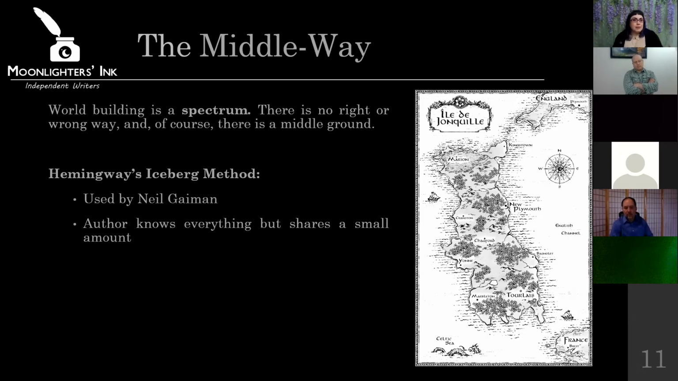Basically, with this middle way, this iceberg method, the author knows everything, but they share a small amount. And this kind of is why it falls into the middle and why it's good for people who are kind of in the middle of plotter and pantser. So if you are a plantser, as we like to call them, you like to plot out your stuff, but you still like to give yourself kind of room to shift things. And this method is great for that.